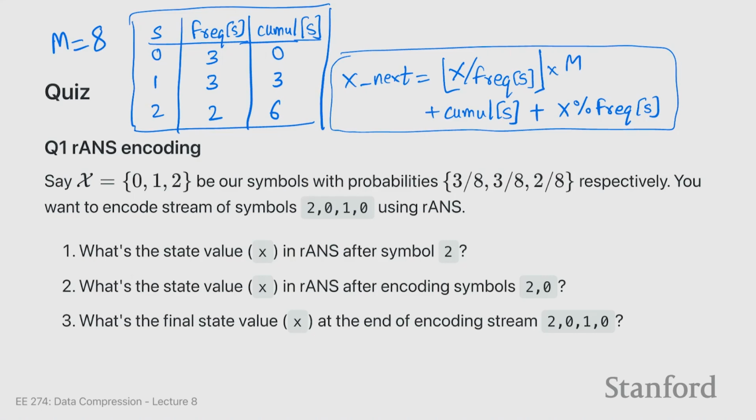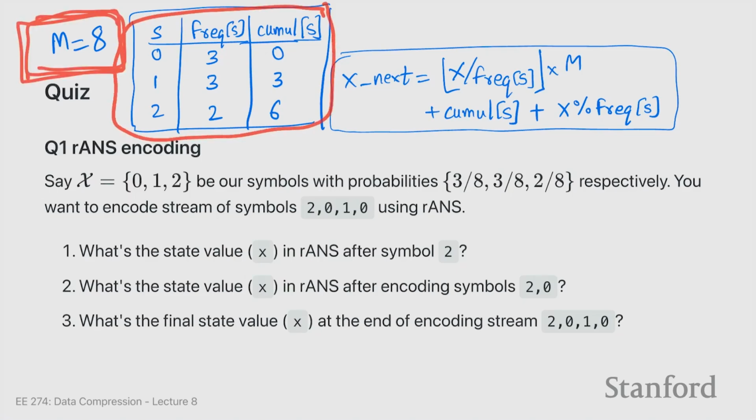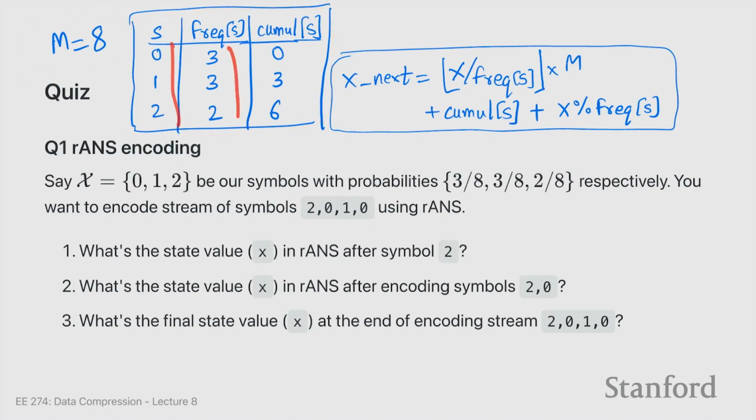Okay. So you are given some alphabet 0, 1, 2, and you have your symbols with these probabilities 3/8, 3/8, 2/8, right? First thing you would do is say that the common denominator of all these is 8, so you set this capital M equal to 8. Then you make this table of symbols, their frequencies, 3, 3, 2, and the cumulative, which is the running sum of these. And then you would just apply the formula, right? So let me do one of these.